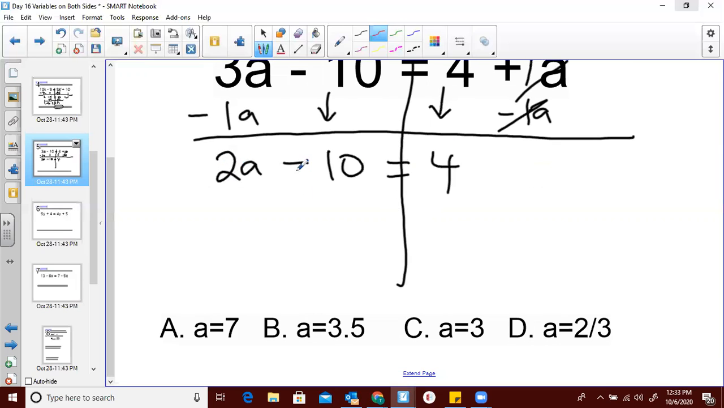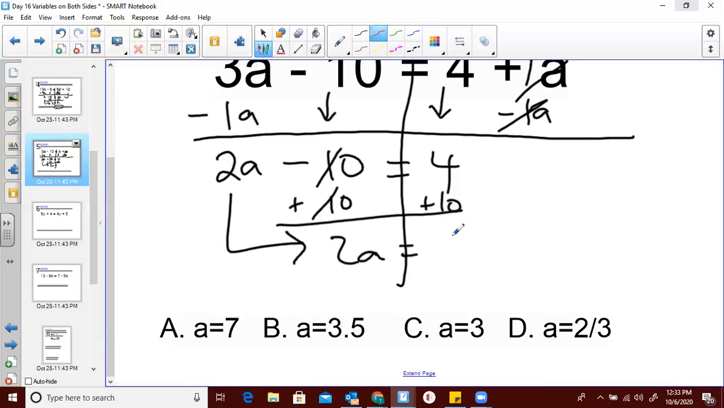Right? So we look for our 4th step, which is the add or subtract inverse. I know the inverse of subtraction is addition, so I add 10 to both sides. I know that that's going to cancel out, so I bring my 2A down, and that's going to equal 4 plus 10 is 14. Now I know that 2A is the same as 2 times A, so the opposite of multiplication is division. So we divide both sides by 2, and these will cancel out. I'll be left with A equals, and 14 divided by 2 is 7. So we know our answer is A.